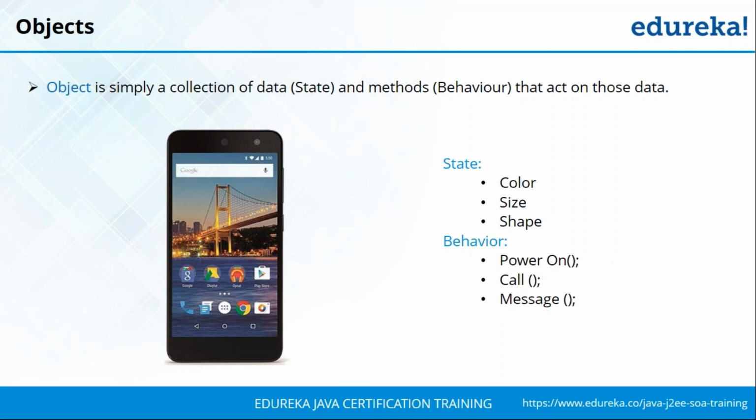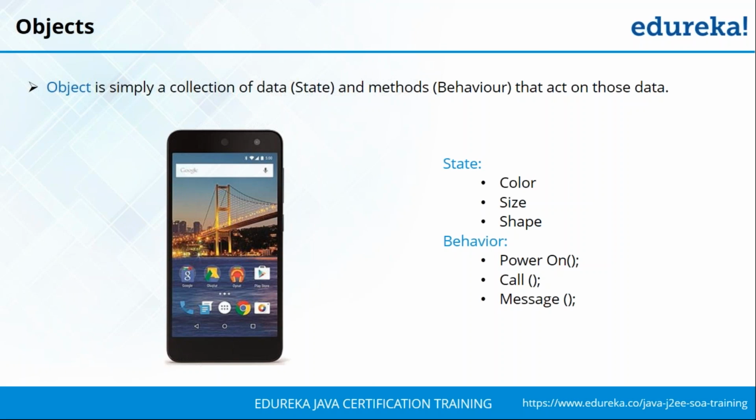An object basically is a collection of data, which is considered to be state in case of Java, and methods or behaviors in case of Java that act on this data. Now, to put it in very simple terms, everything that you see around you is an object because it has a certain amount of data and there are certain amounts of behavior that it does.